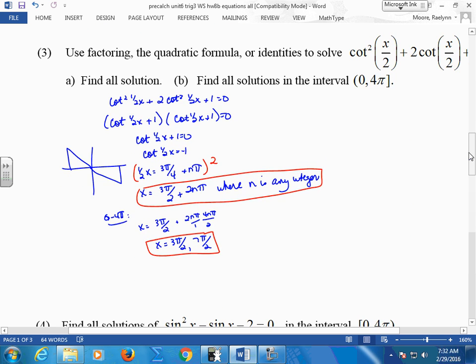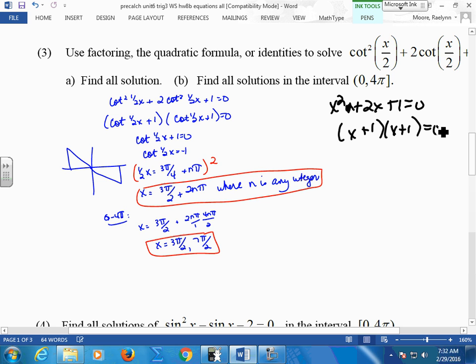Okay, so we factored this. Now remember, this is a half angle. So solve it as if it was a regular angle, then deal with the half angle at the end. So factor it. Don't worry about the half right now. And if you need to say x squared plus 2x plus 1, factor this first.